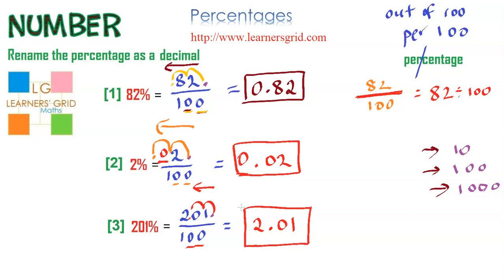So the process for renaming percentages as decimals is you convert the percentage to a fraction, and from a fraction you can easily convert by division to a decimal. And that's how it's done.